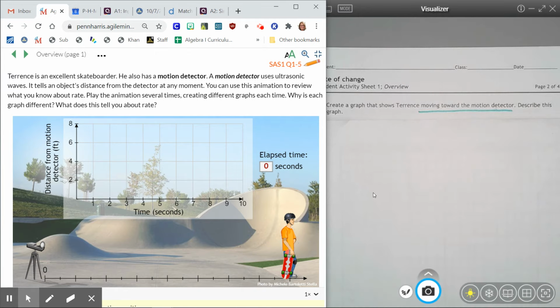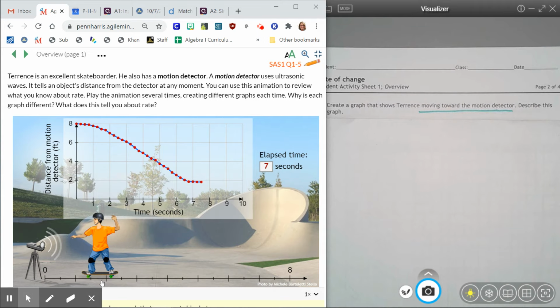Okay, so it doesn't say anything about it. It doesn't have to be steady. It doesn't have to be anything in particular. He can jump around, but they want him moving towards the detector. So I'm going to move him towards the detector. And again, I'm just going to go nice and steady here.